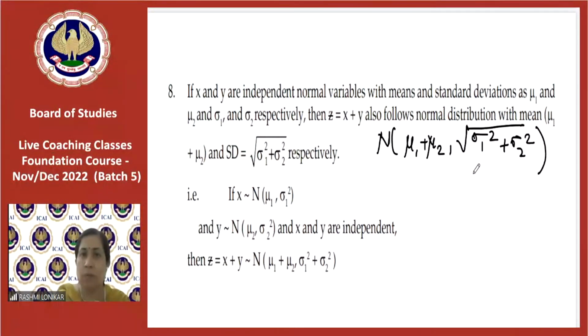So what will be the parameters when x is a normal variate with mean as mu1 and standard deviation as sigma 1, and then we have y with mean as mu2 and standard deviation as sigma 2. Then when I combine these two, we will again have a normal variate with mean as mu1 plus mu2, but standard deviation as square root of sigma 1 square and sigma 2 square addition.